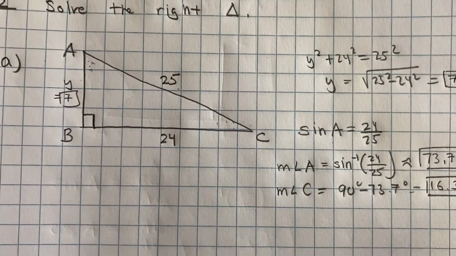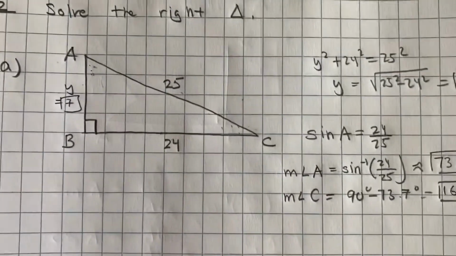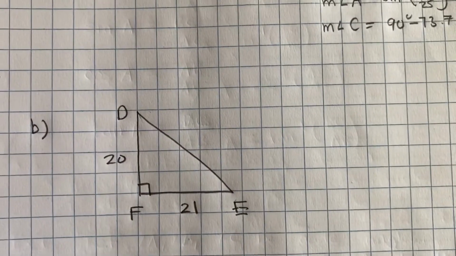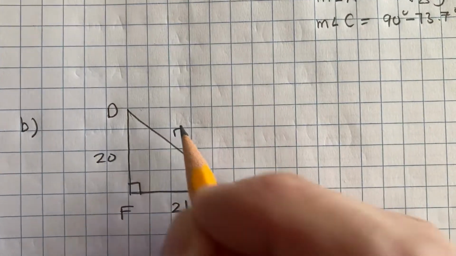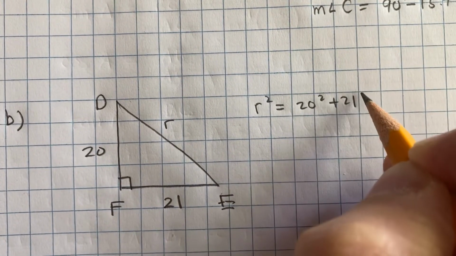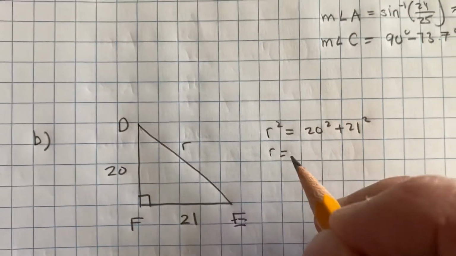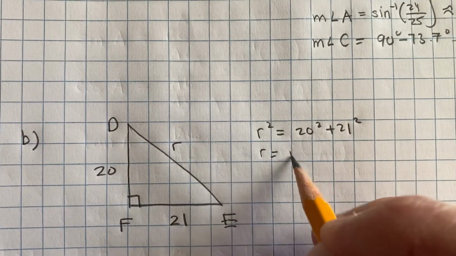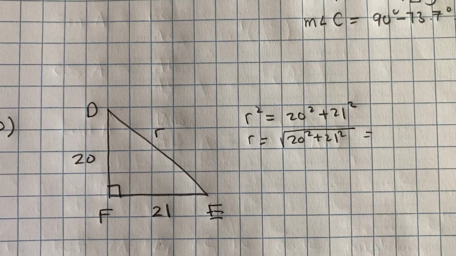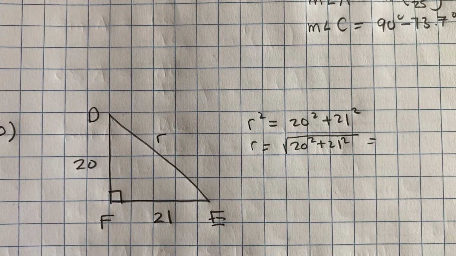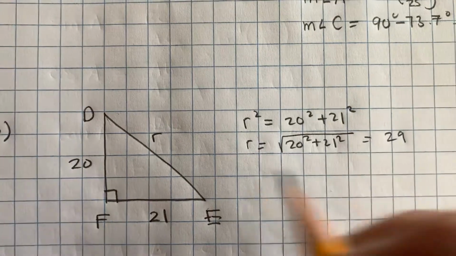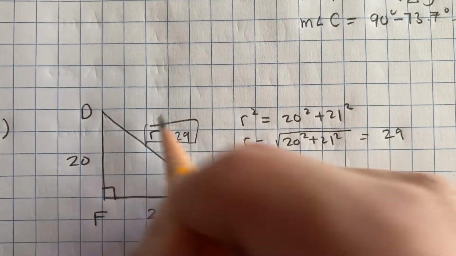Okay, and now you've completely solved the triangle. You have all the angle measurements and all the side lengths. All right, here's another example. Again, you can quickly solve for what DE is just by using the Pythagorean theorem. So R squared is equal to 20 squared plus 21 squared, and R is just going to be the square root of that. Using my calculator, I'm going to get 29 in this case. So you can fill in the 29 once you solve it.